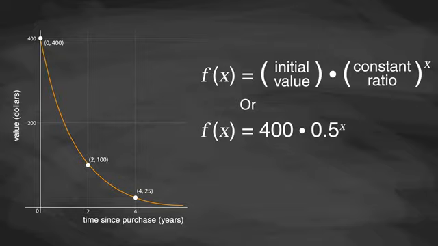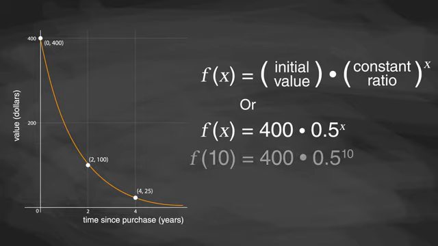Will the value of f reach 0 after 10 years? X equals 10 is not provided on the graph, but we can use the equation to think it through. The value of f is 400 times 1/2 to the x, but there is no way that 1/2 to the x will ever be 0. It will eventually get very close, but it will never reach 0. Therefore, 400 times some number that is not 0 cannot possibly be 0. The answer is no. F will not reach 0 after 10 years.